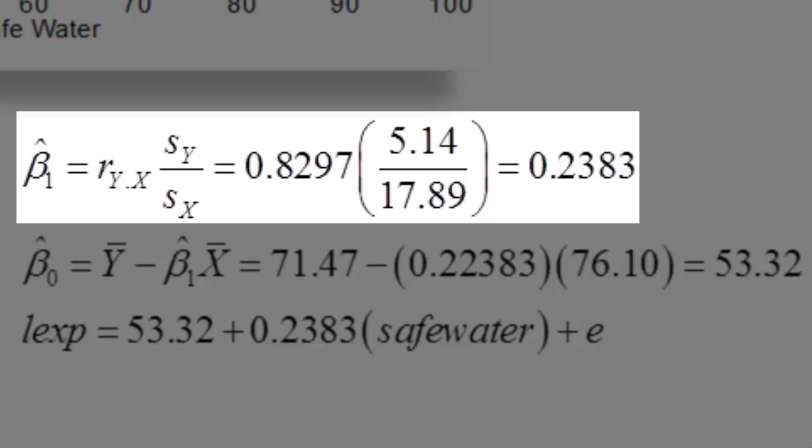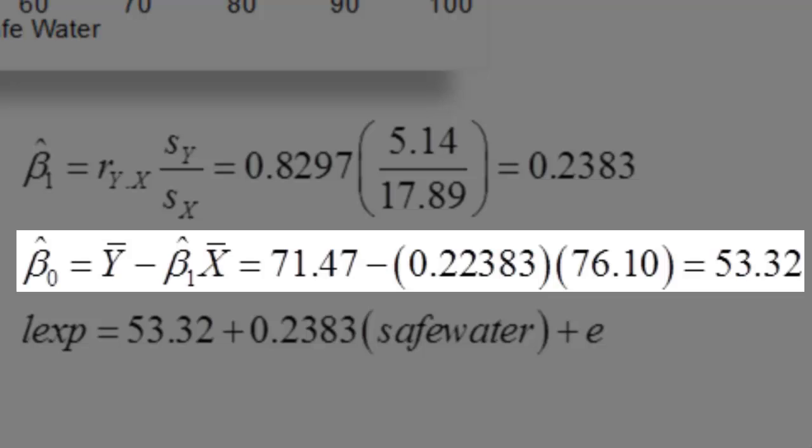Once we have that information, and if we have the means, we can just plug that information into the formula below and calculate beta hat sub 0, or our intercept. Beta hat sub 0 is equal to y bar minus beta hat sub 1 x bar. And in this case, after we plug in all the numbers, that comes out to be 53.32.